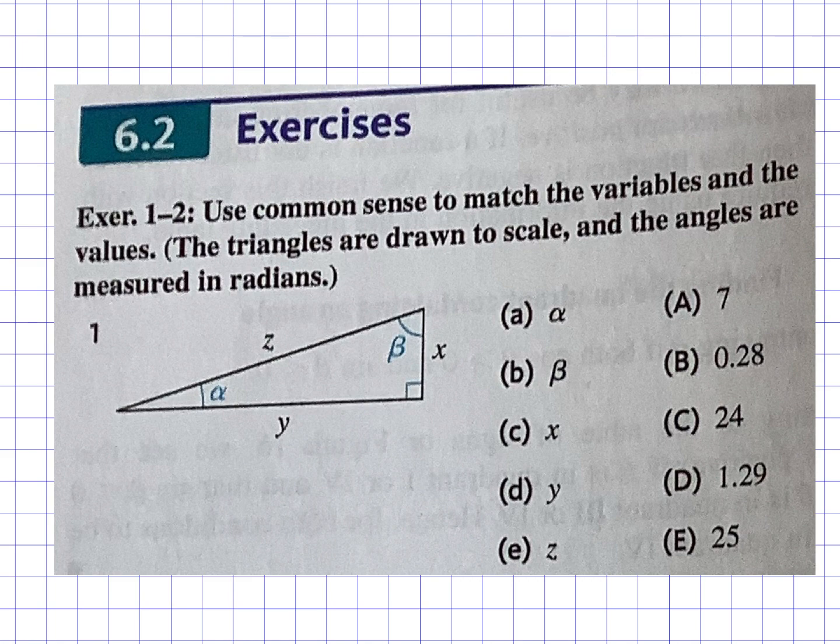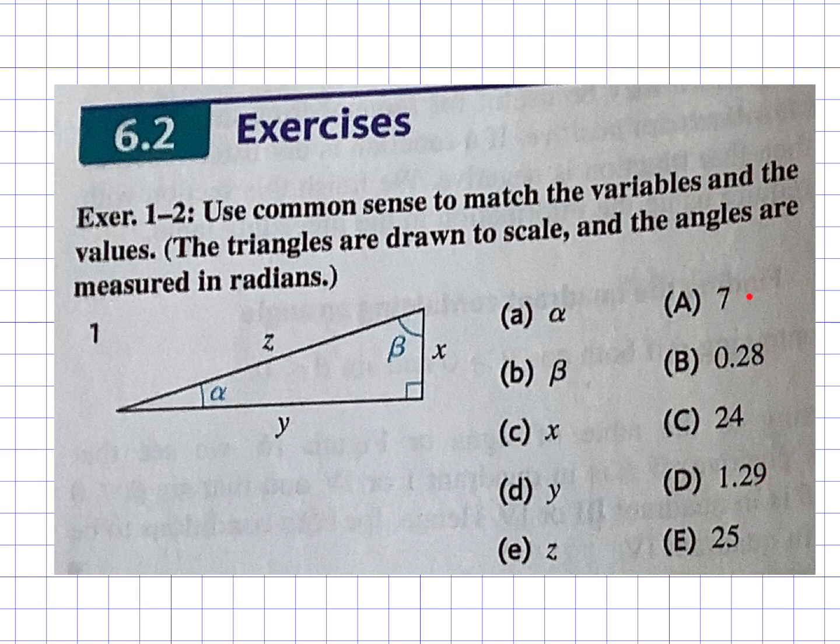So if we look at number one, alpha here is a small angle, about 30 degrees. And 90 degrees is going to be 1.57. So a third of 1.57 is probably going to be 0.5, all right? So if we look over here, do we have one close to 0.5? No, it's either 0.28 or 1.29. Okay, so these are the two possible angles.